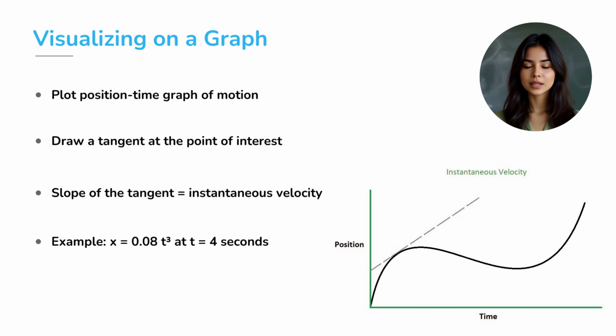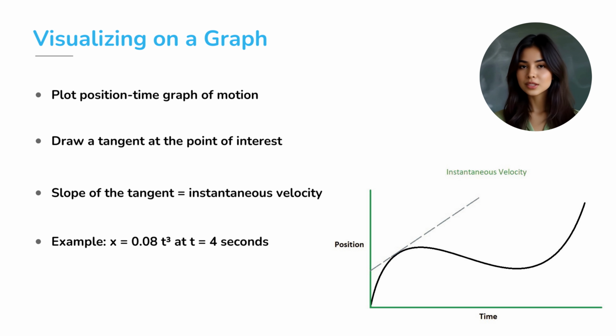Let's do it graphically. When you plot a position-time graph, the slope of the tangent at any point on the curve gives the instantaneous velocity at that specific time. For example, suppose the position of an object is given by x equals 0.08 multiplied by t cubed. Now, let's find the velocity at t equals 4 seconds.